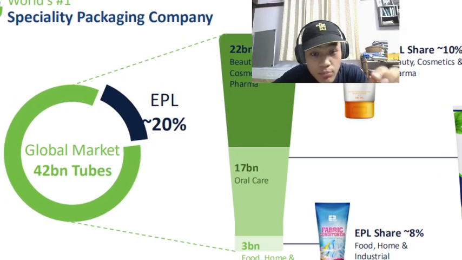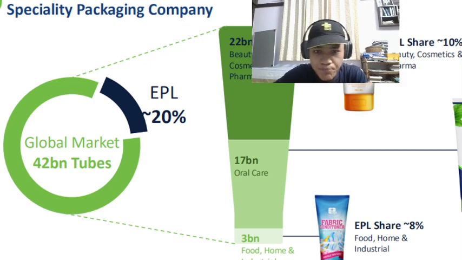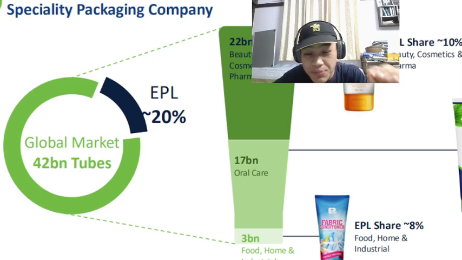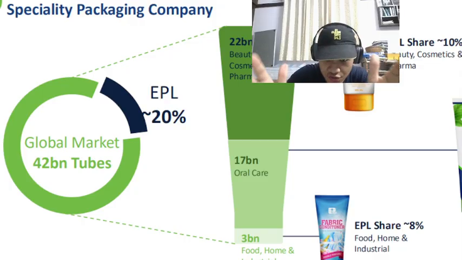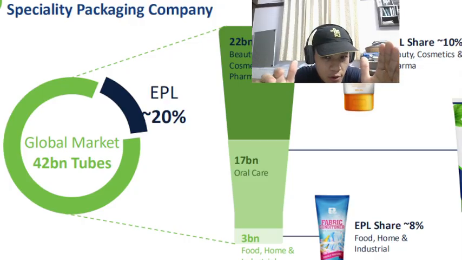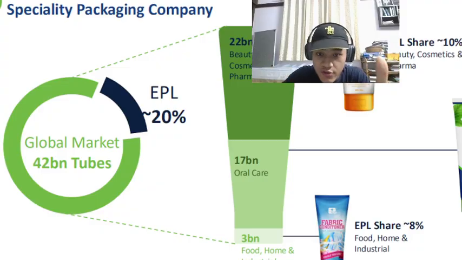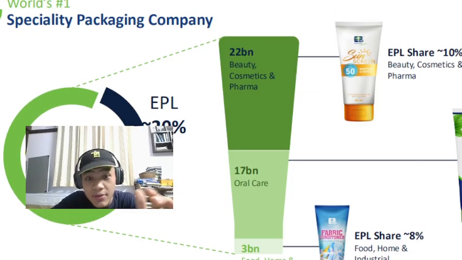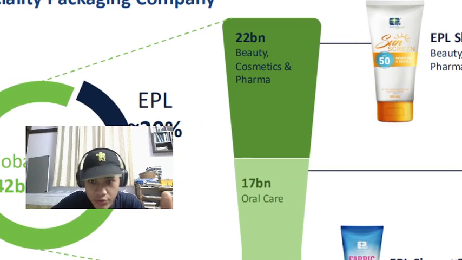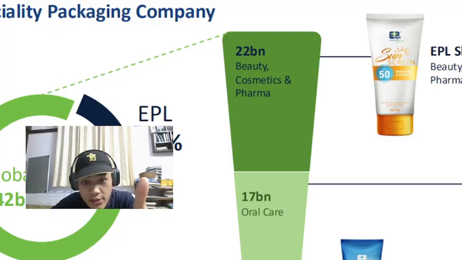So first you have 42 billion tubes, global market, and EPL controls 20%, meaning it manufactures around 8.4, it says 8 billion tubes. They make 8 billion tubes. And here we have the segmentation of this 42 billion figure. Now, 22 billion, we have beauty, cosmetics, and pharma, 22 billion tubes.